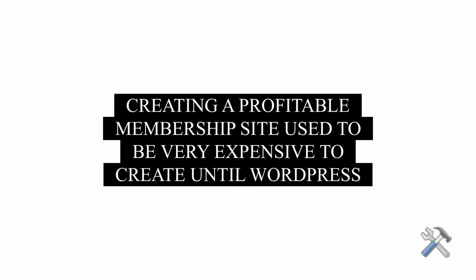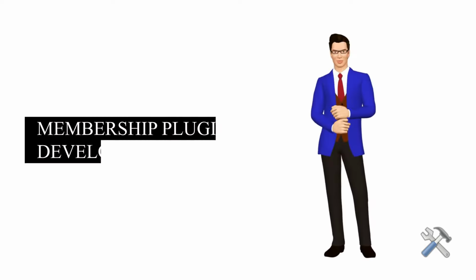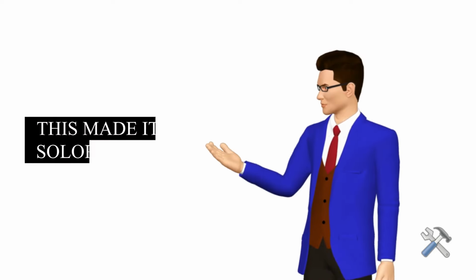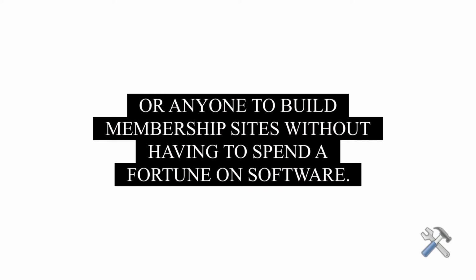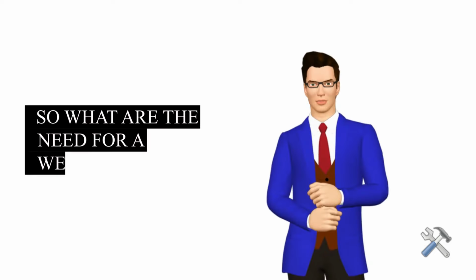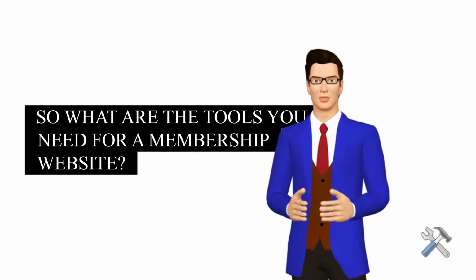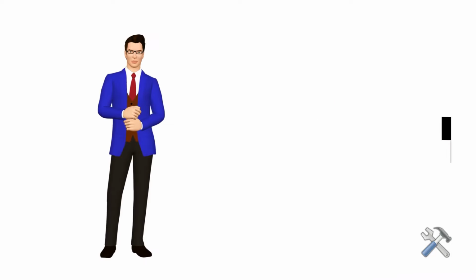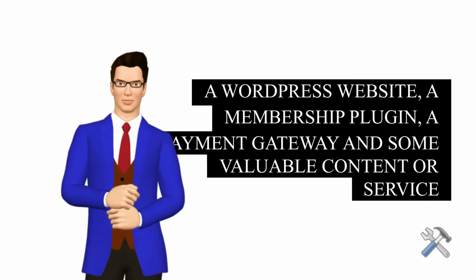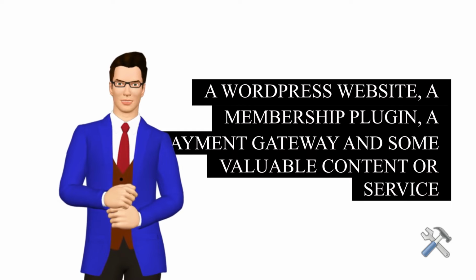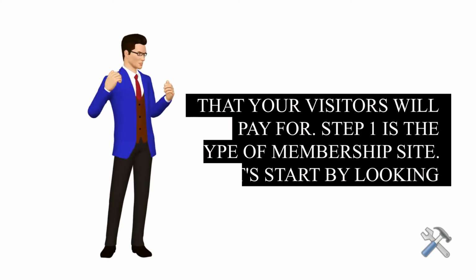Creating a profitable membership site used to be very expensive until WordPress membership plugins were developed. This made it easier for solopreneurs or anyone to build membership sites without having to spend a fortune on software. So what are the tools you need for a membership website? You will need these 4 things: a WordPress website, a membership plugin, a payment gateway, and some valuable content or service that your visitors will pay for.